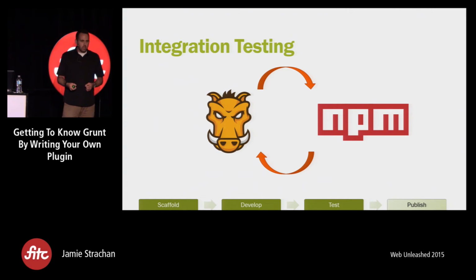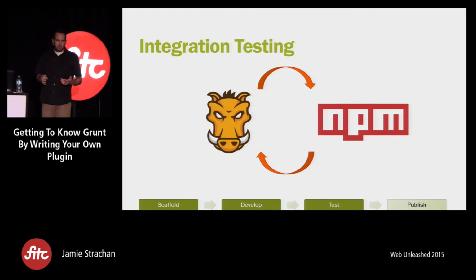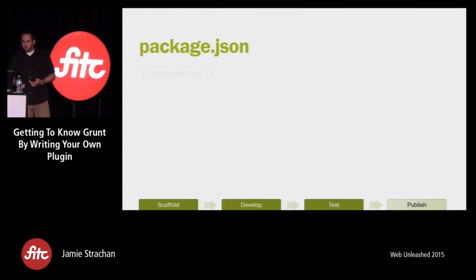But I hadn't published my plugin yet. I didn't want to publish my plugin because I hadn't tested it. But I couldn't test it until I could include it as a dependency. But I couldn't include it as a dependency until I published it. So I was trying to figure out, well, how am I going to do this? How am I going to use a plugin without it actually being out there? And I started looking into package.json and how it's structured.